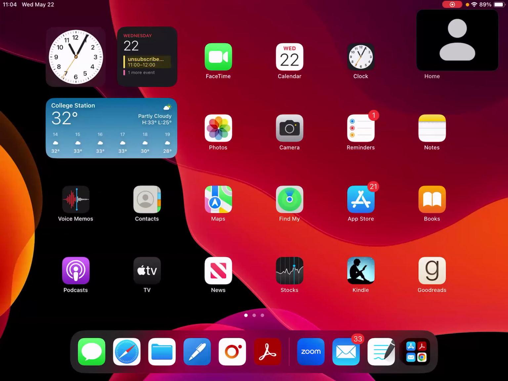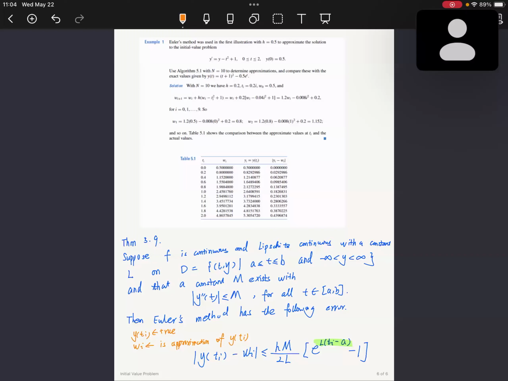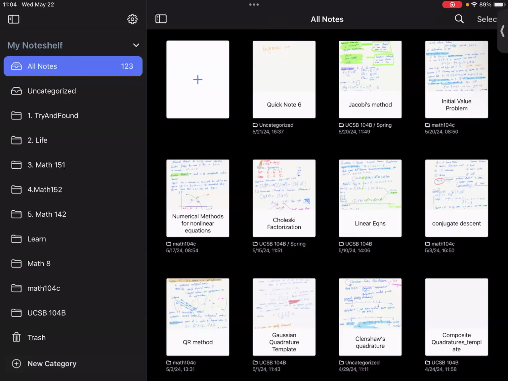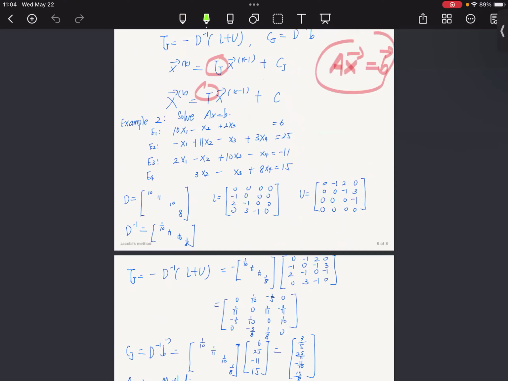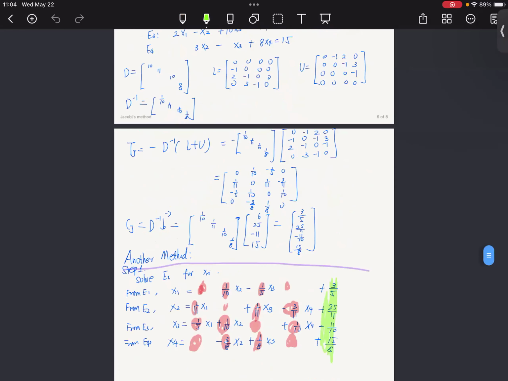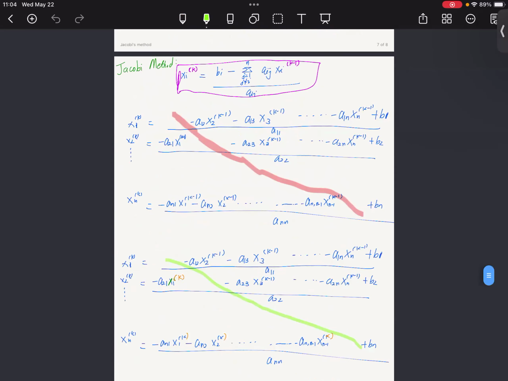Jacobi method. And let's see, what do we have here? So let's see. And then we have this. Okay, good. This is the stuff. This is Jacobi's method. And we derive the... This is the Jacobi's method.